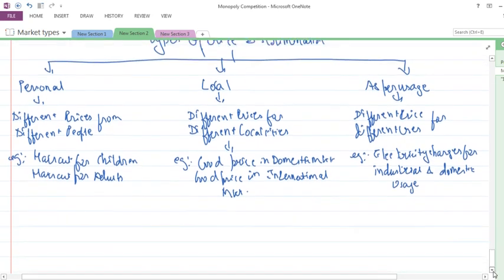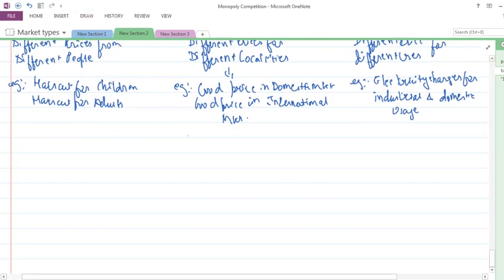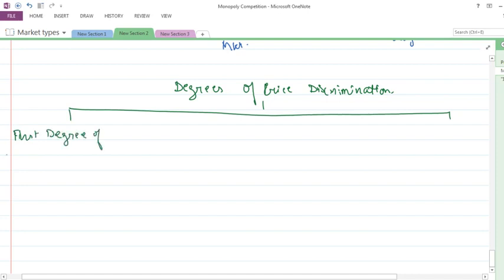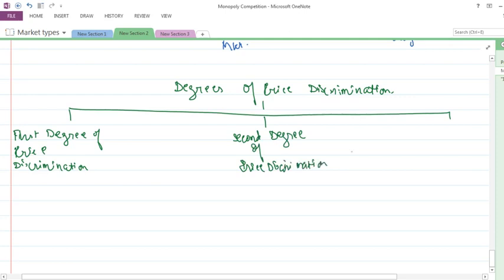Now we would be seeing the degrees of price discrimination. There are three degrees of price discrimination. So let's put a heading: degrees of price discrimination. The first degree is known as first degree of price discrimination. Then we have second degree of price discrimination, and then we have third degree of price discrimination.